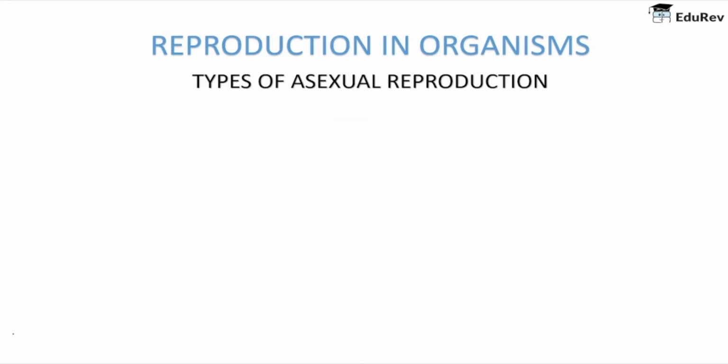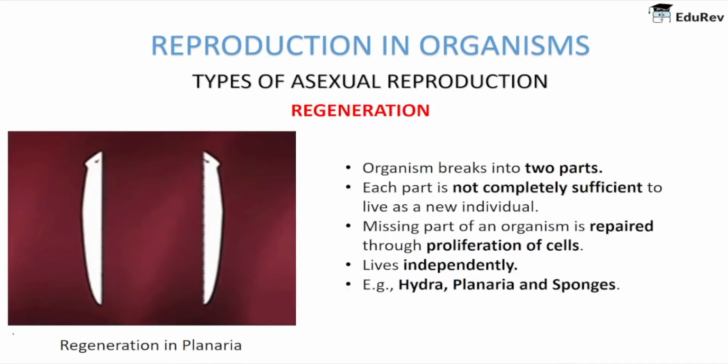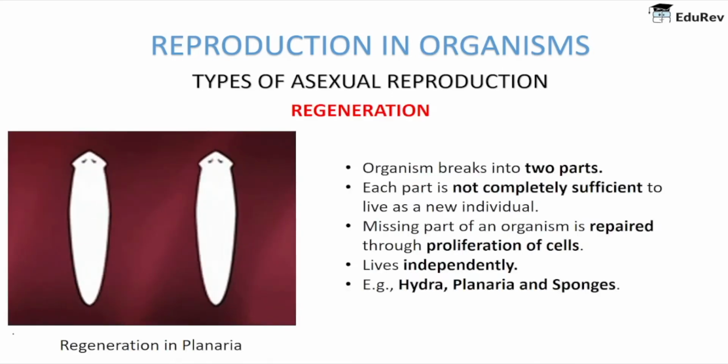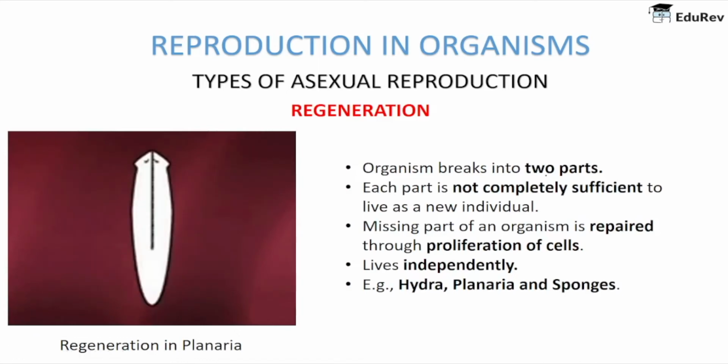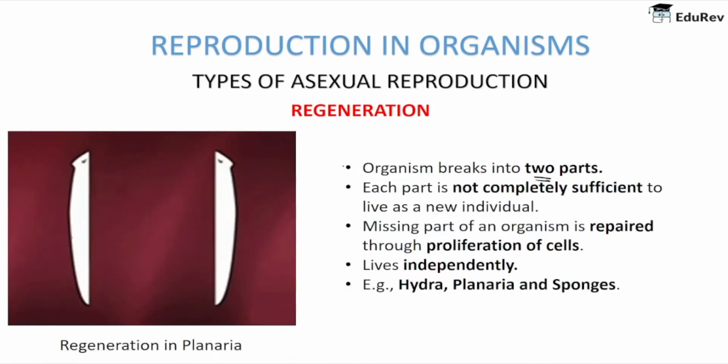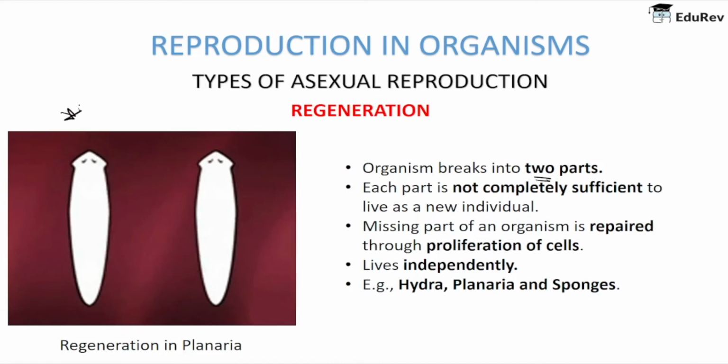Moving on to the next type of asexual reproduction, that is regeneration. Now, in the process of regeneration, the organism generally breaks into two parts. It breaks down into two parts, as you can see in this animation shown on your screen.